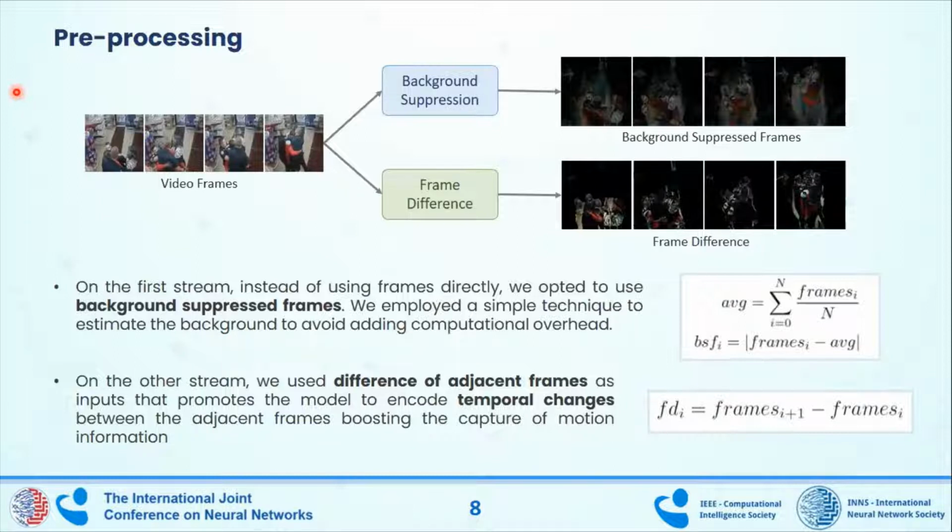Let's look at the preprocessing steps of our system. On the first stream, instead of using frames directly, we opted to use background suppressed frames. We employed a simple technique to estimate the background, which is just averaging all the frames. This average will contain mostly the background because background pixels are present in almost all the frames. And when we subtract this average from all the frames, we get background suppressed frames. On the other stream, we used difference of adjacent frames as inputs. It prompts the model to encode temporal changes between adjacent frames, which boosts the capture of motion information.